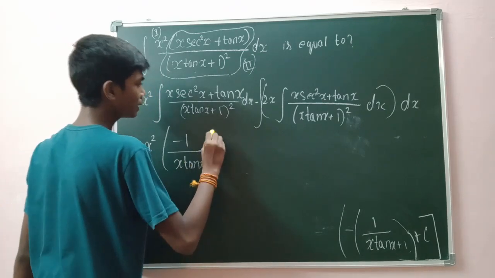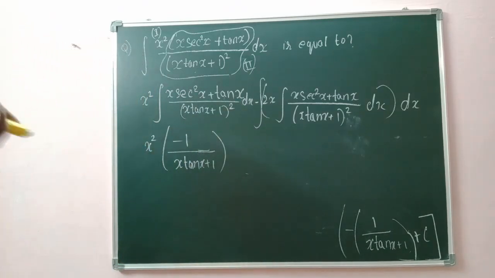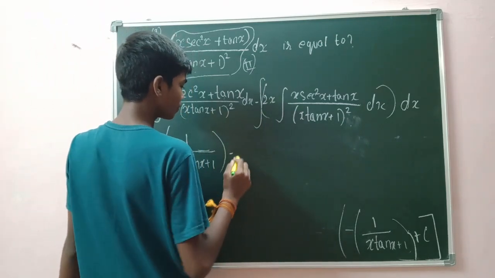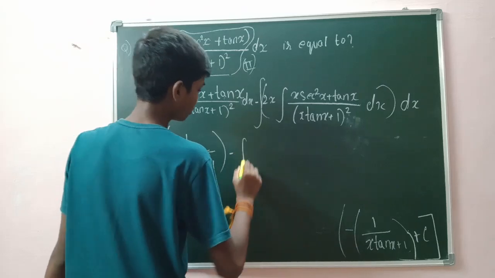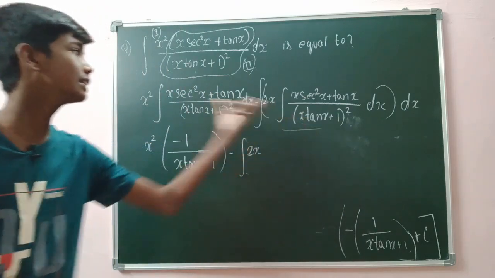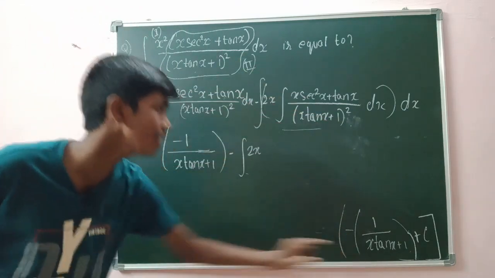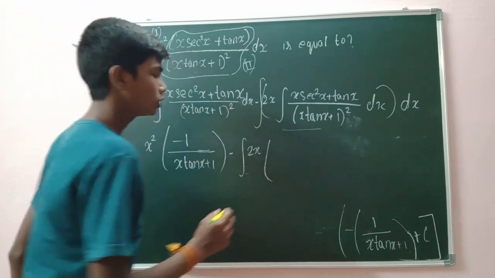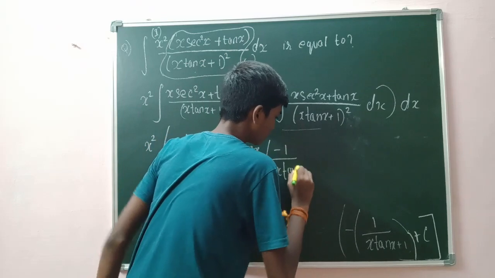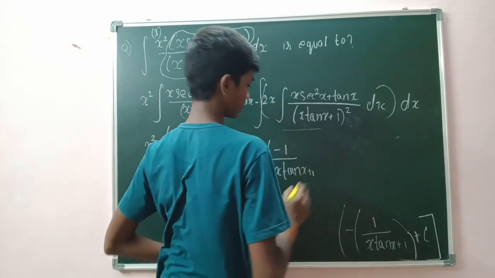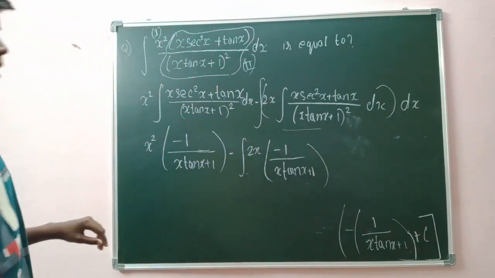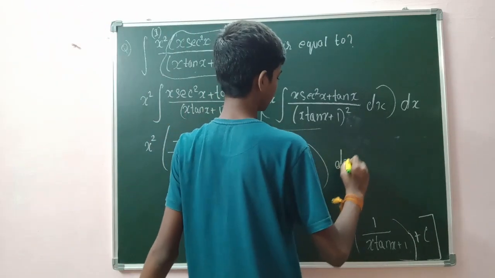So this will be a value of integral. Plus c, you don't need to put it up here because at the final step we will put. Okay. Then minus the integral of 2x times, what is the value of this integral? This expression and this expression are of course the same, therefore this will be the value of this particular integral. So this will be minus 1 by x tan x plus 1. Okay, so then dx, the whole dx.